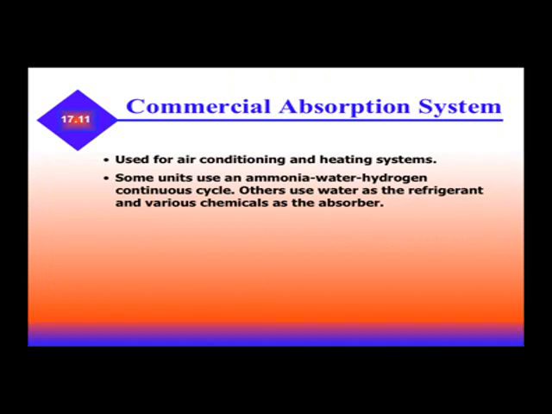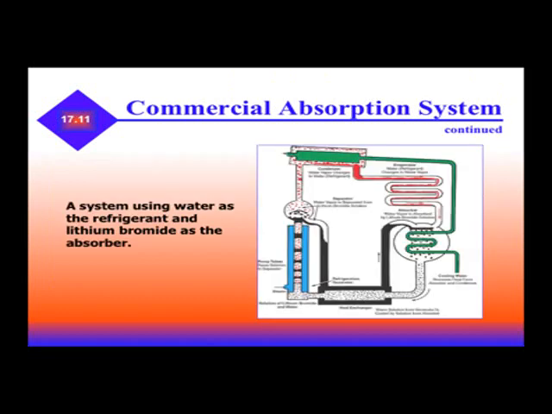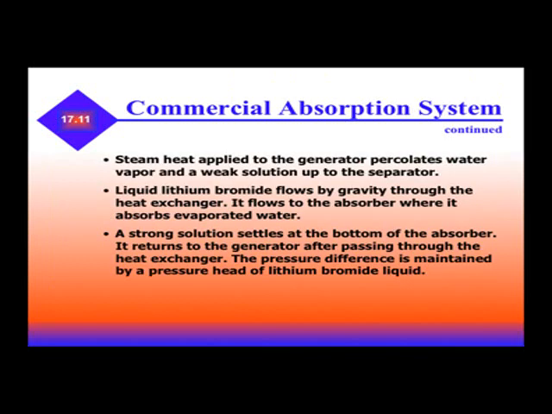Commercial absorption systems are also used. They're used for air conditioning and heating systems. Some units use an ammonia, water, hydrogen continuous cycle. Others use water as the refrigerant and various chemicals as the absorber. This is an example of using water as a refrigerant and lithium bromide as the absorber. Notice we don't have any ammonia in this because of safety reasons.